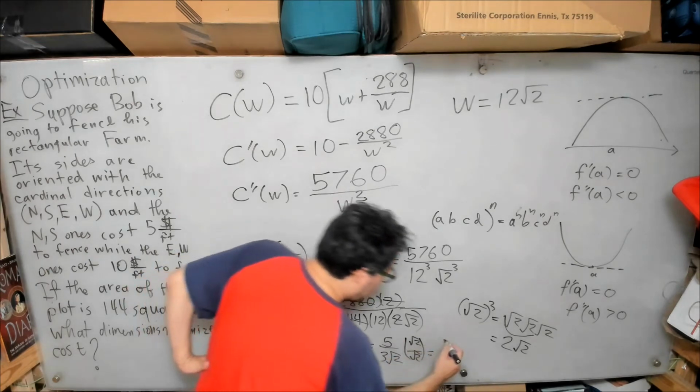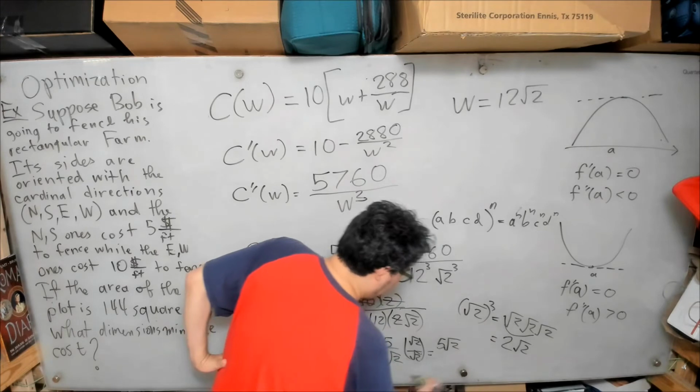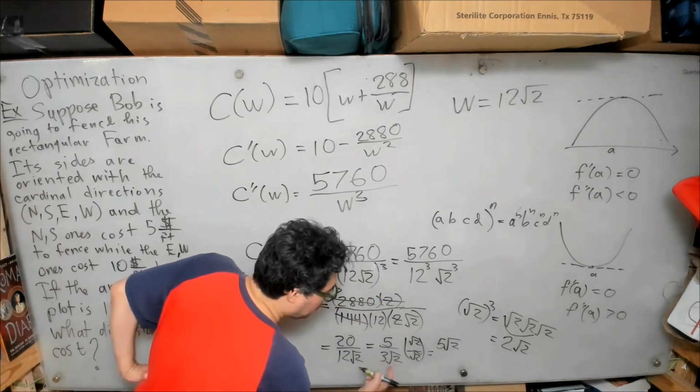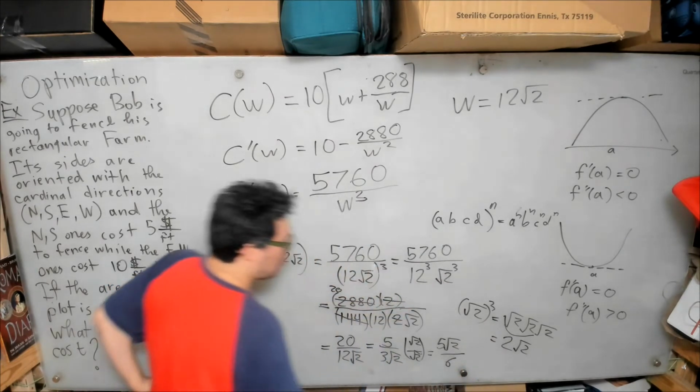And we'll get 5 square root of 2 on top. And the square root of 2 times the square root of 2 will be 2, times 3 will be 6. Okay?